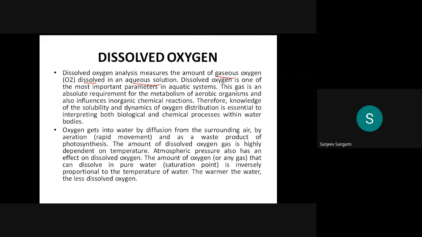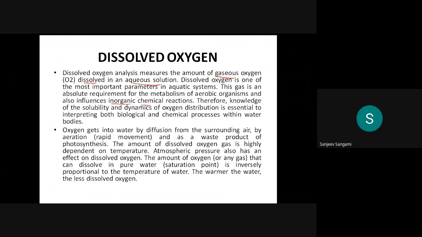It is one of the most important parameters in aquatic systems that I already discussed. If it is going below 4.5, then normally fish life will not survive. This gas is an absolute requirement for the metabolism of aerobic organisms, and it also influences inorganic chemical reactions. We'll see which are the organic reactions and inorganic chemical reactions.